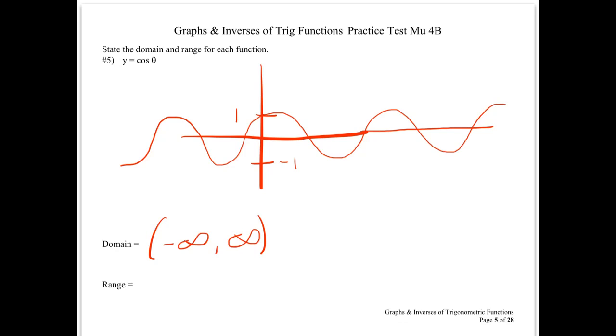The range, well, it goes as low as negative 1 and then high as 1. Never does it go above 1, never does it go below negative 1. So from smallest to biggest, we get negative 1 to 1. Please note, it includes negative 1, so we use a bracket. It includes positive 1, we use a bracket. Infinity and negative infinity are not numbers, so they're never included. It's parentheses. You should have this memorized as well. Cotangent.